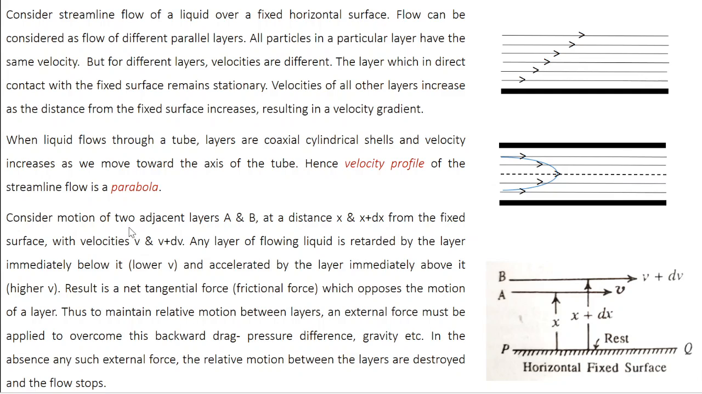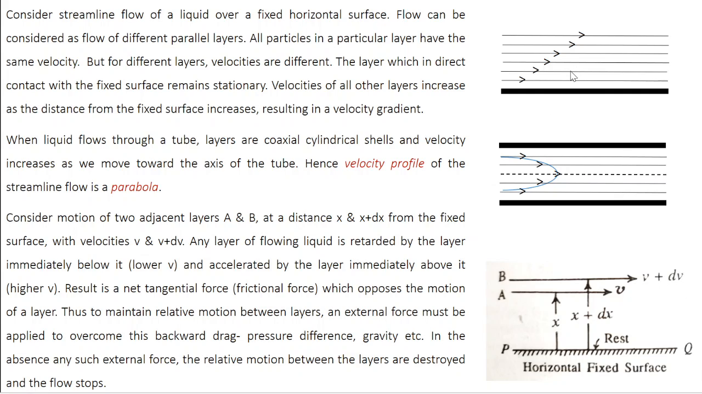Now consider the motion of two adjacent layers A and B, which are at distances x and x plus dx from a fixed surface PQ, and the velocity of layer A is v, velocity of layer B is v plus dv.